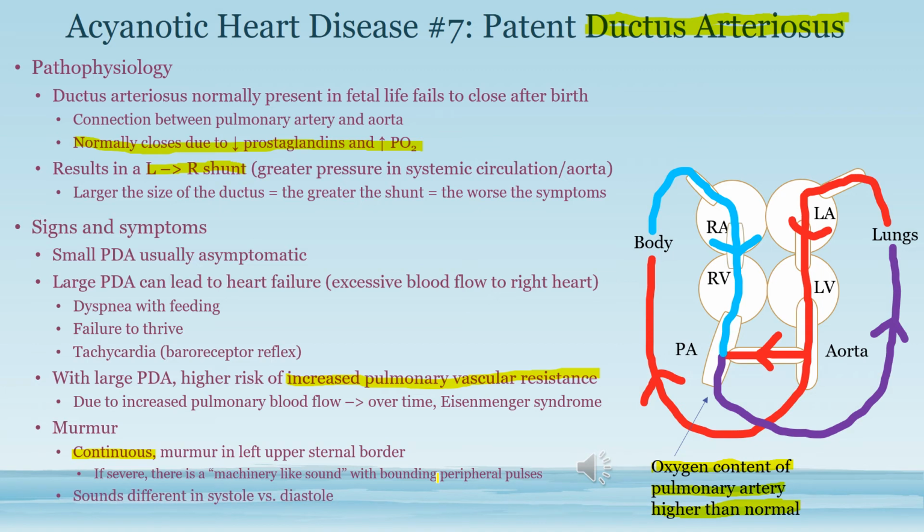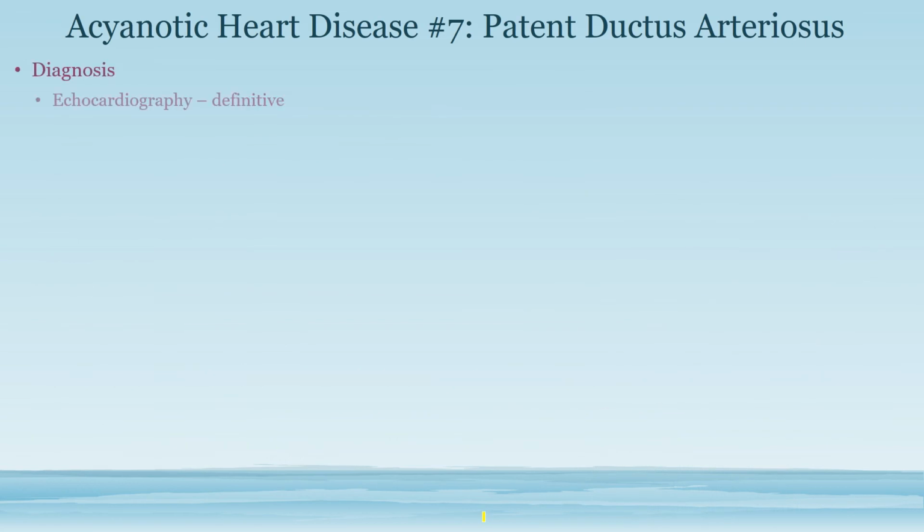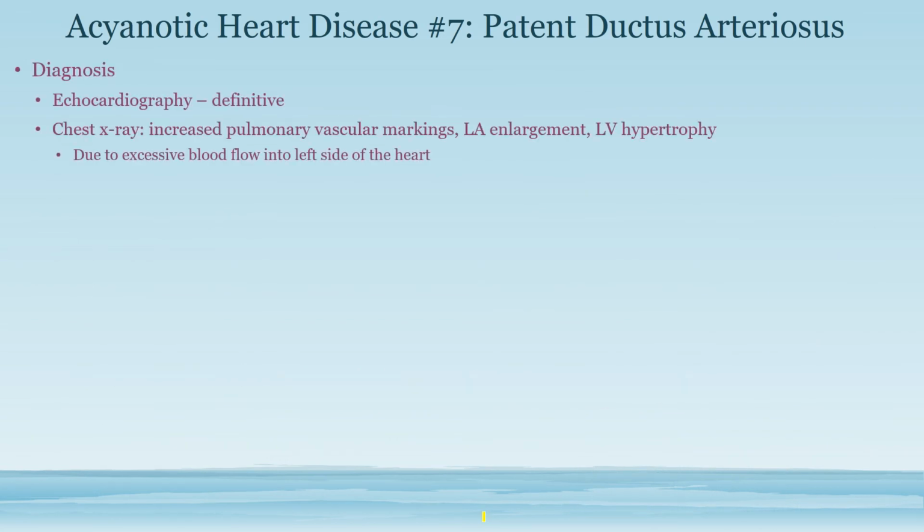As you notice, it sounded different in systole and diastole. And you can listen to this on your own when you look at the presentation. So now for diagnosis of patent ductus arteriosus. Chest x-ray and EKG are going to be helpful for this condition initially. A chest x-ray is going to show increased pulmonary vascular markings because of excess blood flow into the lungs.